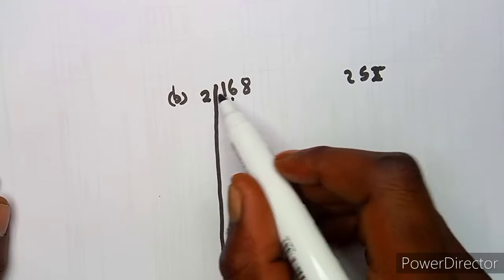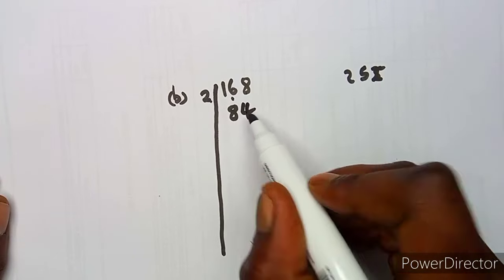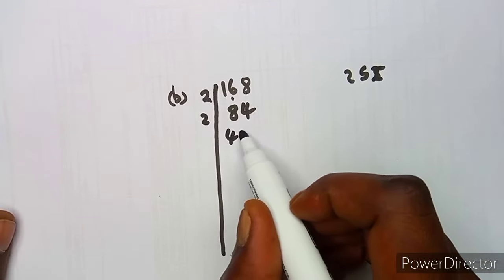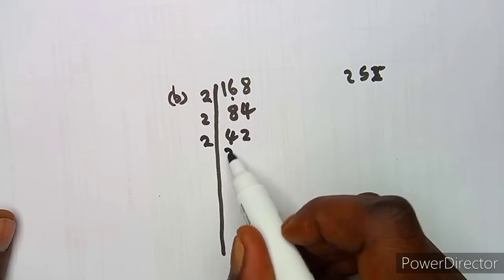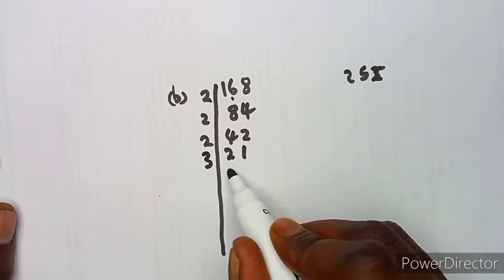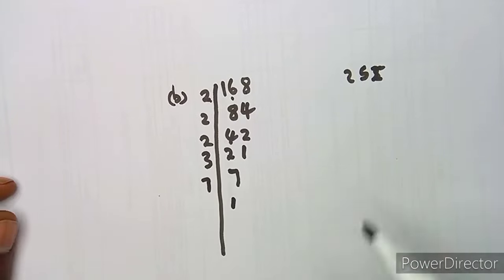168 divided by 2 is 84. 2 into 84 is 42. By 2 again, this gives us 21. 2 is no longer possible for us to use, so we can move on to 3. 3 into 21 is 7. Then we have 7 and 7, which is 1.